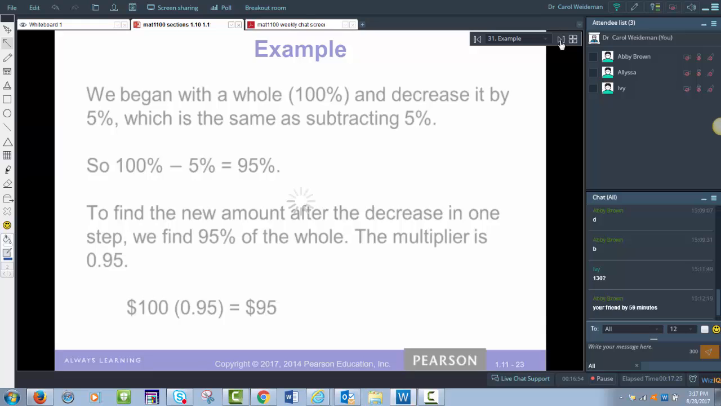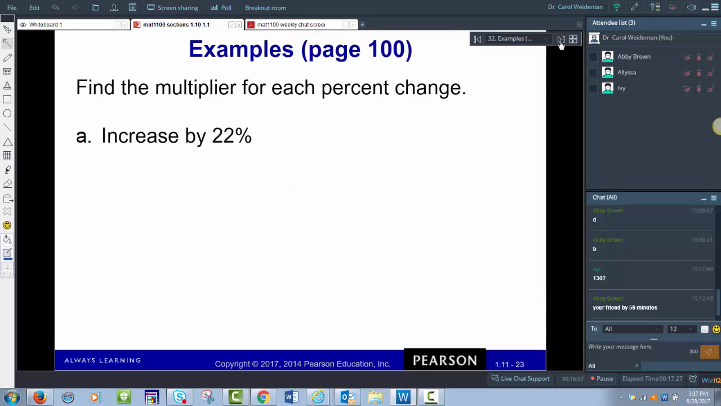All right, let's try a couple examples. So find the multiplier for each percent change. So I want to increase by 22%. So remember what I said. I started at 100%. Whoops. Sorry. Let's try again. 100%. There we go, 100%. And then I added 22%. So where am I now? I'm at 122%. Or move the decimal, divide by 100, move the decimal 2 places to the left. 1.22. So my multiplier is 1.22.